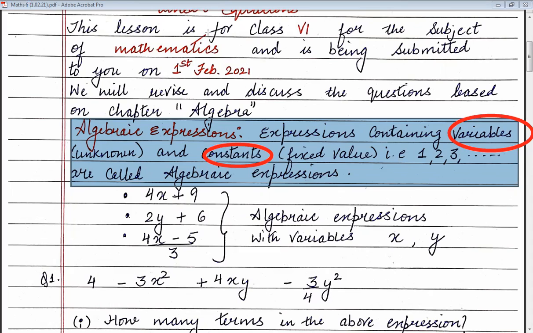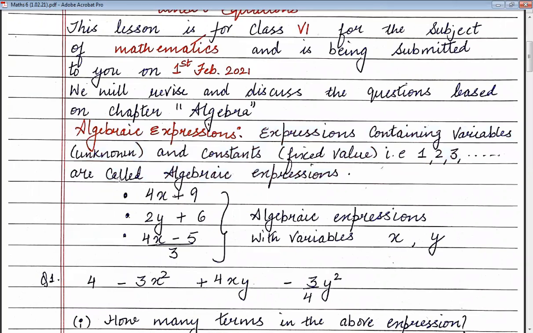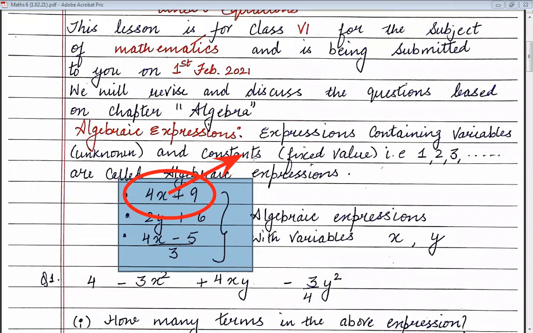Let's have a look at a few algebraic expressions given here. Now children, you can see that your first one is 4x plus 9. Second one, 2y plus 6, and the next one, 4x minus 5 upon 3. Now children, can you tell me what the variable is in this? Which one is the variable? Yes, your variable is x. And which one is the constant? 9. Your 9 is the constant.